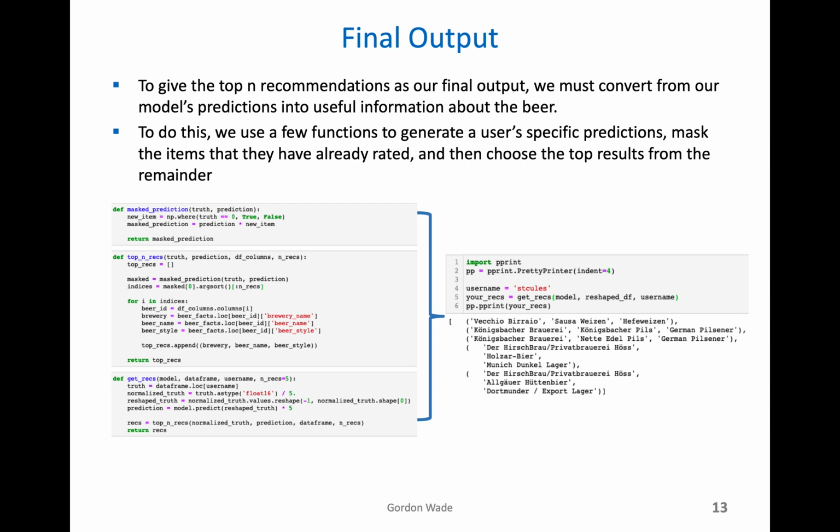The output of this project is that we can take a username from anyone in our data set, the test or training data, along with that data frame and the model that we'd like to use. Then we generate some predictions for them, remove the beers that they've already rated, and choose the top rated beers out of the remaining ones. Here we provide that info back to the user: the brewery, the beer name, and the beer style. With this example, which is just one of the first reviewers in the data set, we can see that we're recommending some pretty consistent styles, which I think is a good indication that the model may be working well.